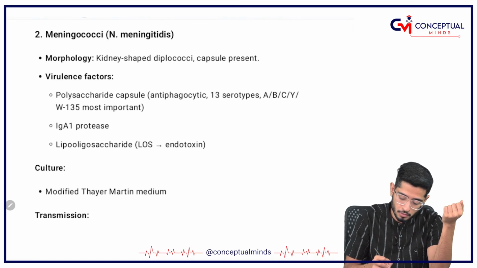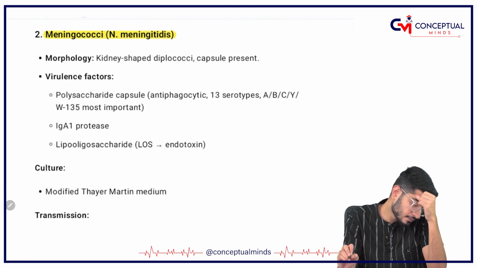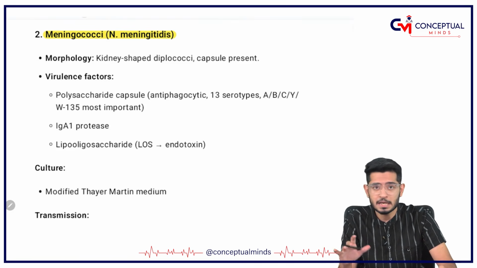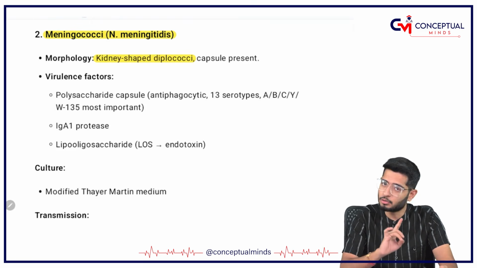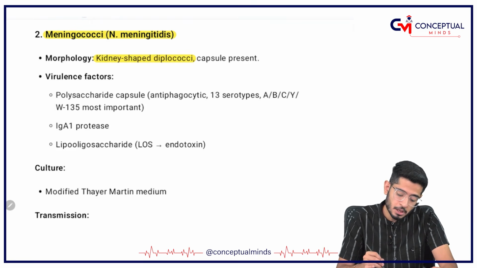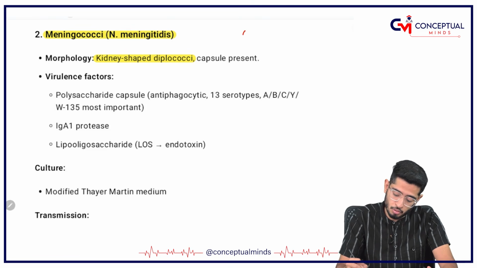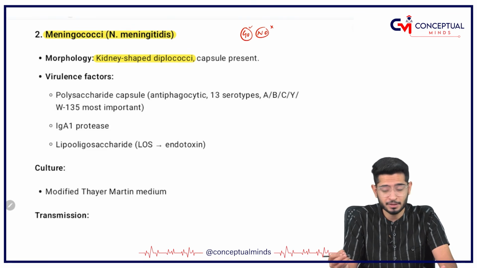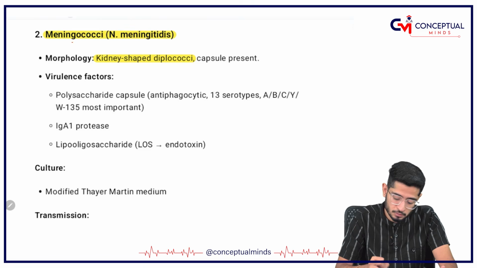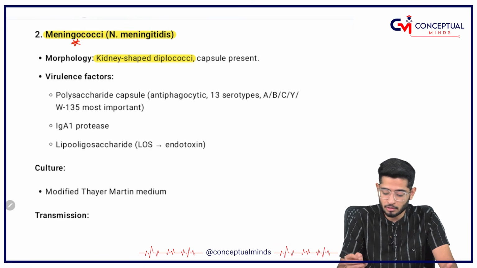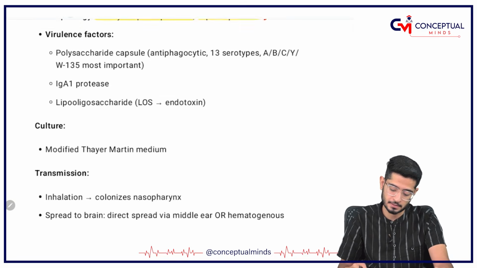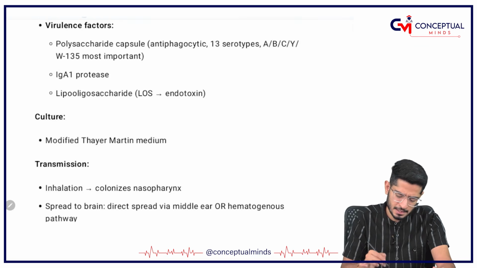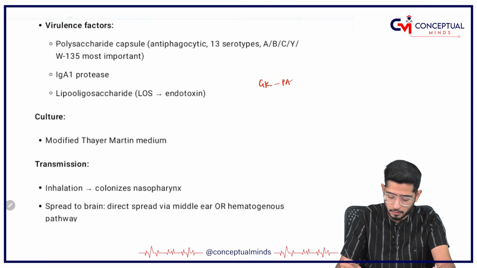Coming on to meningococcus or meningitidis, the reason why we are discussing Neisseria in CNS. So my dear friends, it is a kidney-shaped diplococci, and gonococcus was also the same, but remember, gonococcus wants to go, so it doesn't have a capsule. But meningococcus wants to go, but cannot go. Why? Because there is a capsule present.